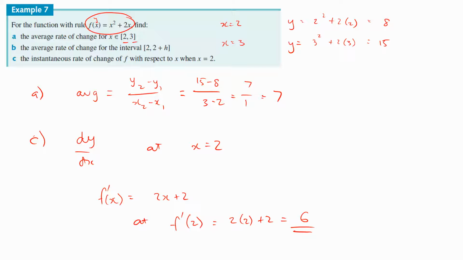And what that tells me is the rate of change at that particular point is, for every one across, it's 6 up. This one, on average between 2 and 3, is for every one across, it's 7 up. This is just a gradient, rise over run, 7 over 1, 6 over 1. Does that make sense, the difference between average rate and instantaneous? Hands up if you get it. Very good, excellent.